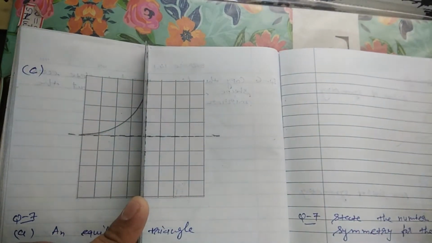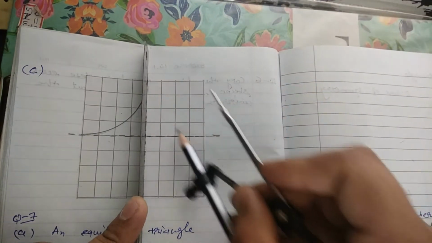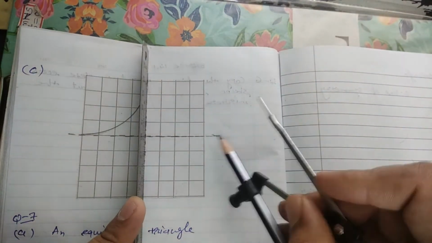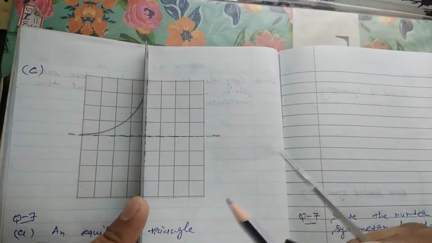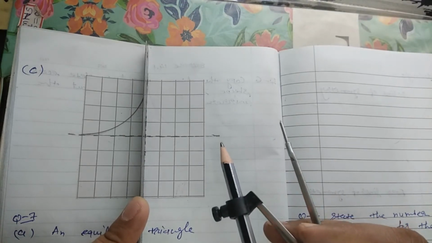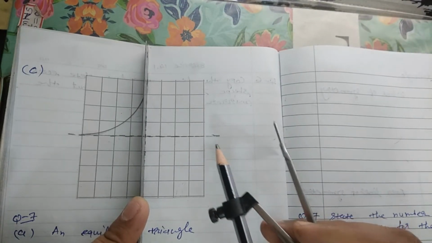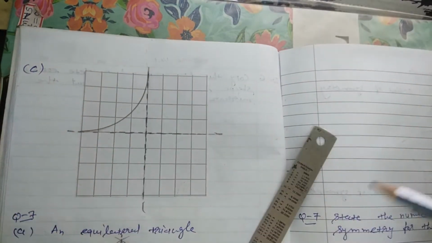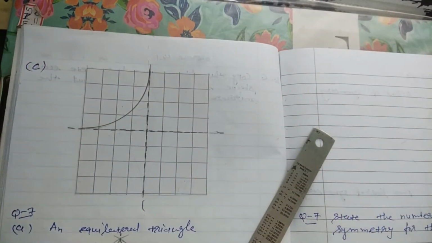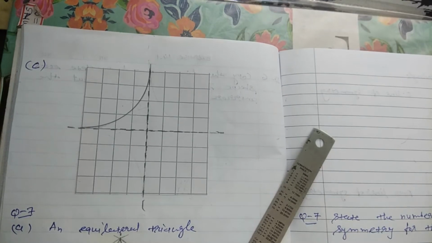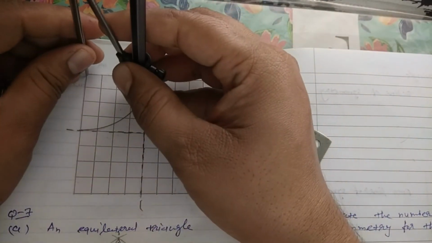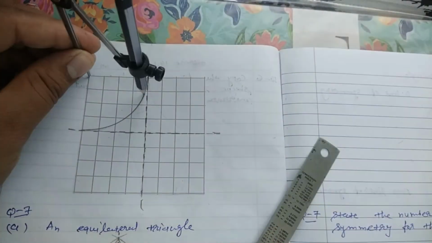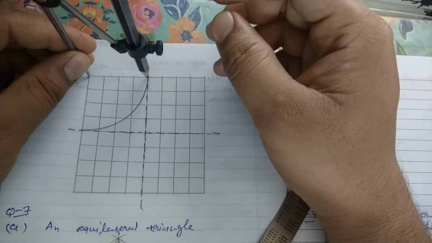Here we can see that one arc of this kind we have to draw to make that shape perfectly symmetrical. This is nothing but an arc. Okay, an arc is nothing but a part of a circle. So here we can see how it is drawn.